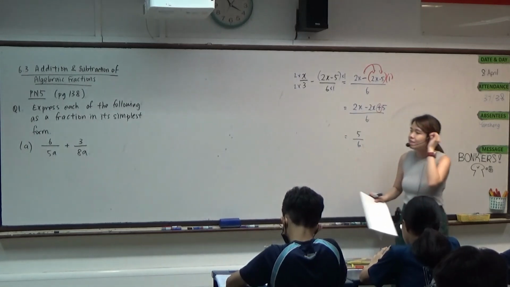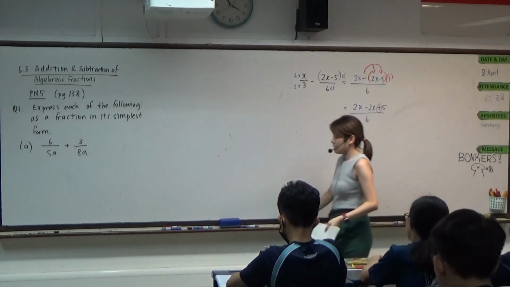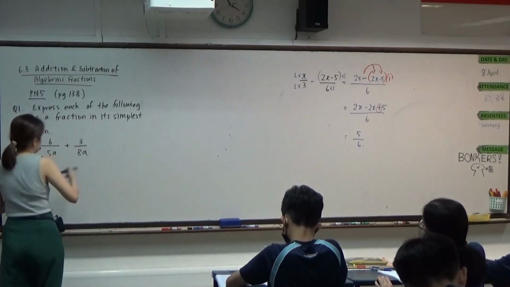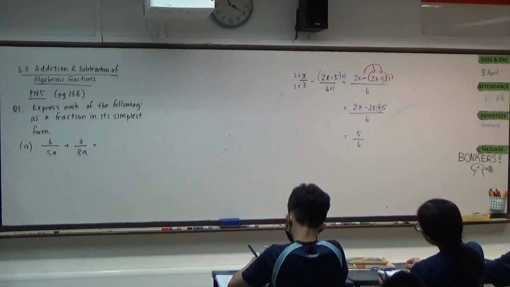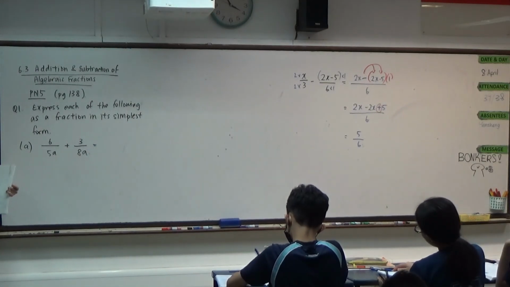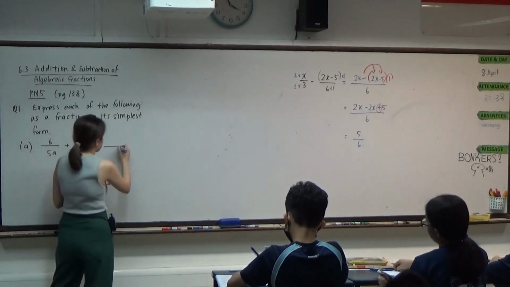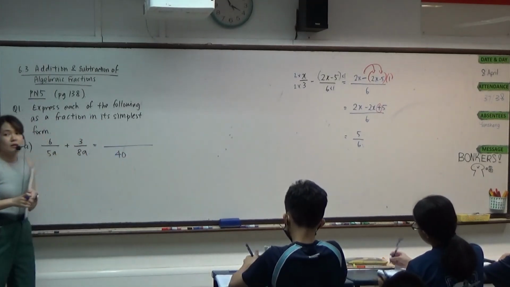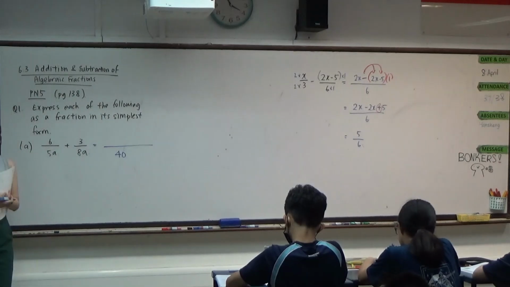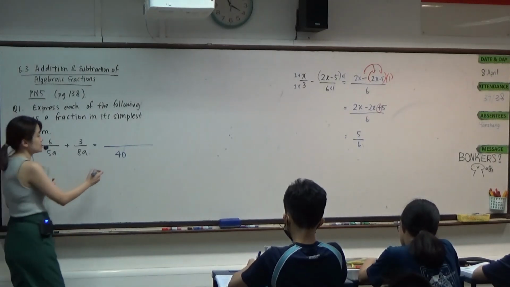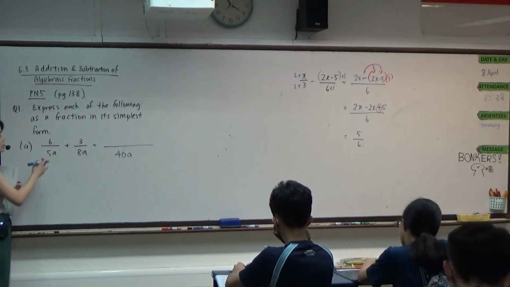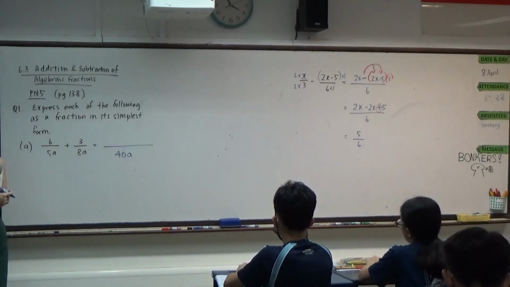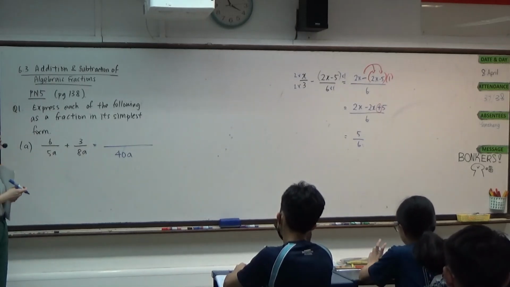Okay, so 6 over 5a plus 3 over 8a. Method remains the same, just that there's an additional a. We are looking for a lowest common multiple. Let's focus on the numbers first. Between 5 and 8, what's the lowest common multiple? 40. Do we need to have 2 a's together? No need, we just need a single a. We don't need a squared, because it appears on both. So having 1a will do.